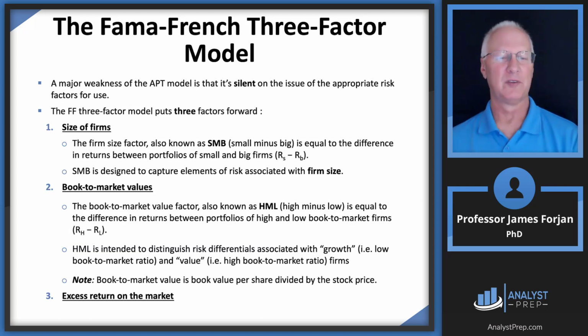I think I said this 20 minutes ago, a major weakness, and this is what the reading says. I don't know that it's a weakness. I'm not sure this is what Stephen Ross was setting out to do. It's silent on the issue of the appropriate risk factors. And so what Eugene Fama and Ken French did is they came up with this 3-factor model.